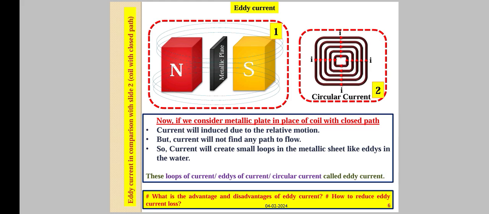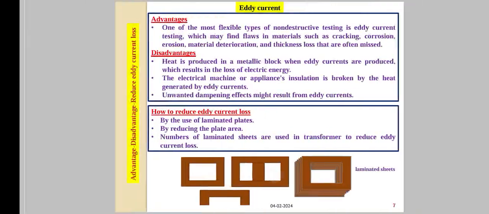So basically, in case of the coil, there is a closed path, so that's why current flows through that closed path. But in case of the metallic sheet, there is no closed path, so that's why it creates loops in the plate. These loops of currents, the circular currents, we call eddy current. Now, what are the advantages and disadvantages of eddy current, and how can we reduce the eddy current loss?